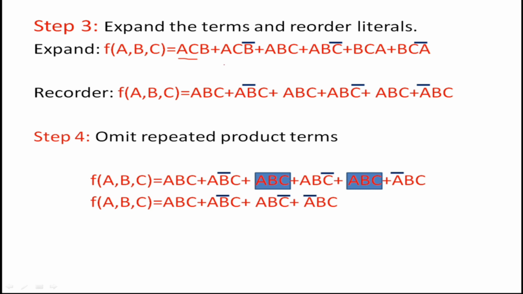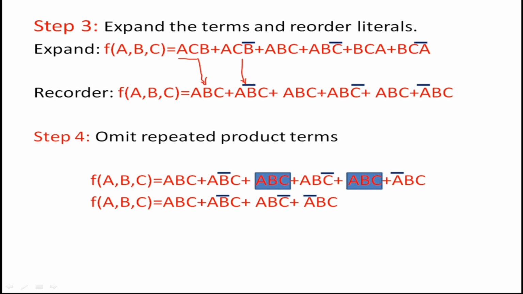Now we reorder this term. Reordering means what? We are going to rearrange the term. Instead of ACB, we are going to make it as ABC. So this, A, C, B bar, becomes A, B bar C. This becomes ABC. This will be as it is, ABC. It's in the correct order.